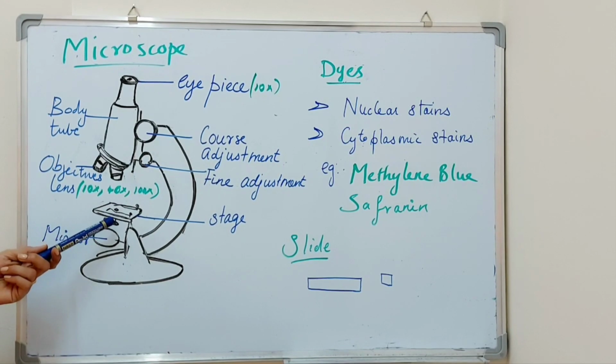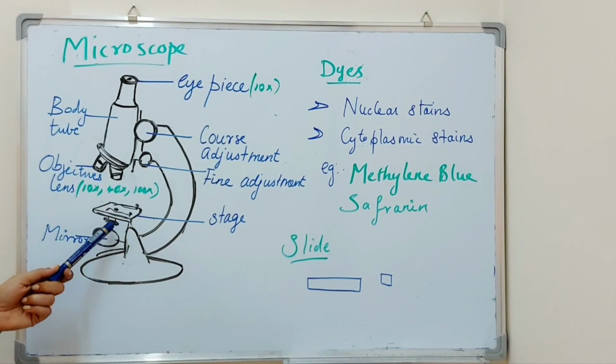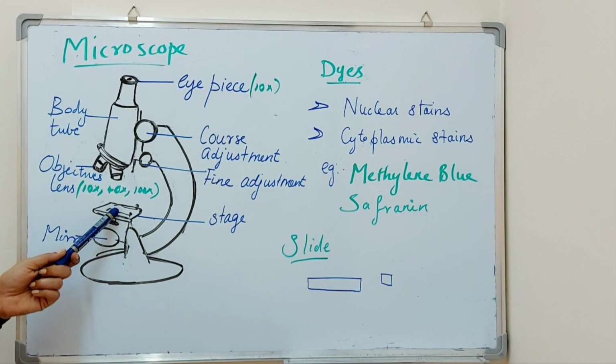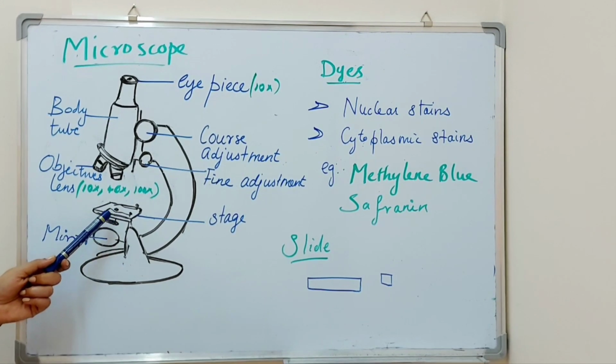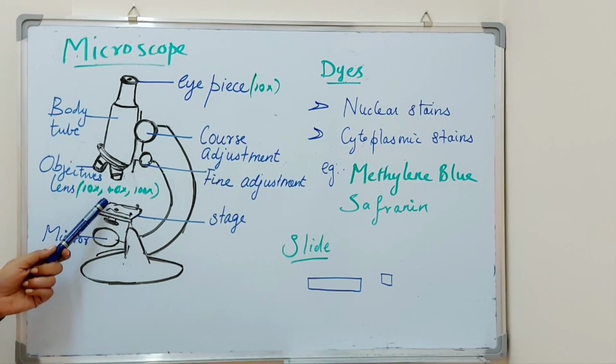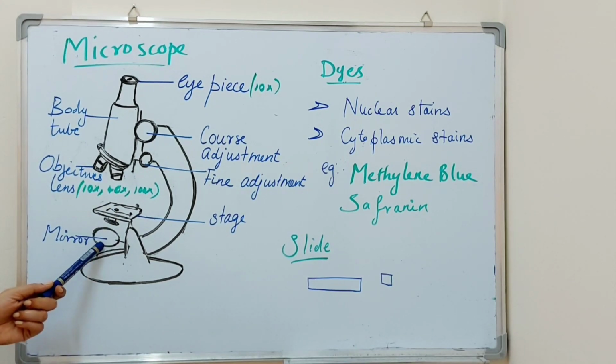Now coming to the lower part, there is a mirror. Then on the upper part of the mirror, there is a platform with clips, and in the center of the platform we can see a small aperture that is covered with glass. This is the platform on which we keep the specimen to be studied. Now there is a mirror.